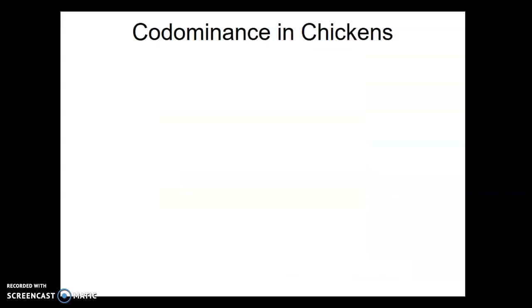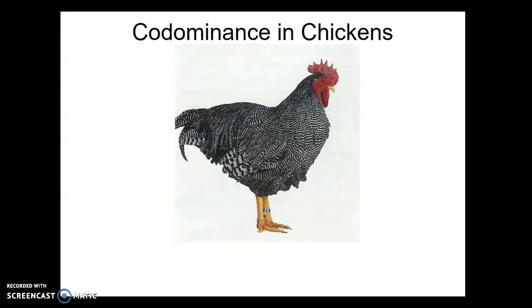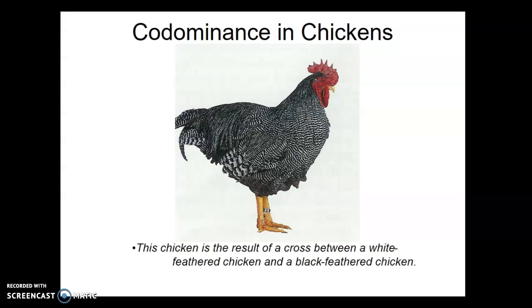They are codominant. Here's that codominance in chickens. This would sometimes be referred to as a checkered chicken. It has black colored feathers and white colored feathers. Again, it would be heterozygous codominant, showing both black and white feathers, sometimes called a checkered chicken.